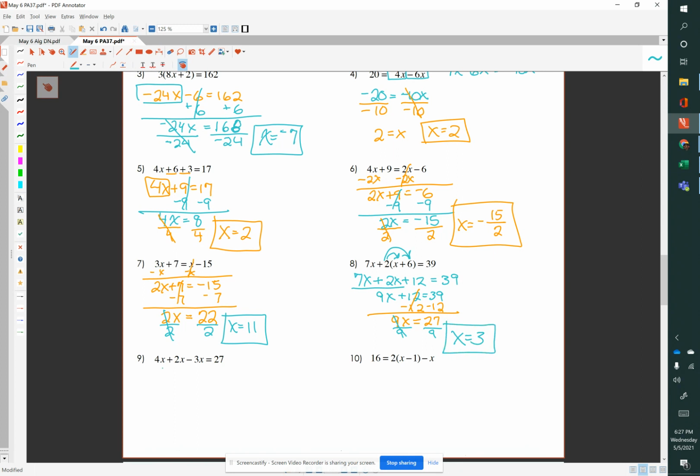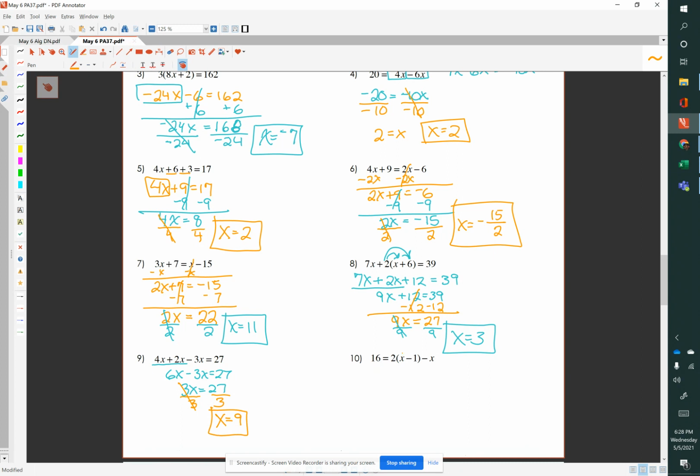And then in number 9, we have 4x plus 2x minus 3x equals 27. So 4x plus 2x is 6x minus 3x equals 27. 6x minus 3x is 3x equals 27. So x is being multiplied by 3, so we will divide both sides by 3, and x equals 9.